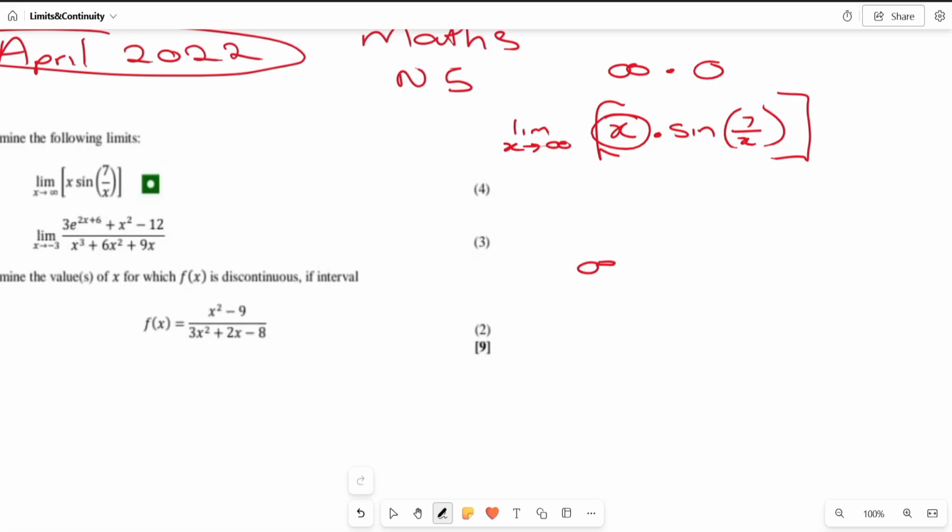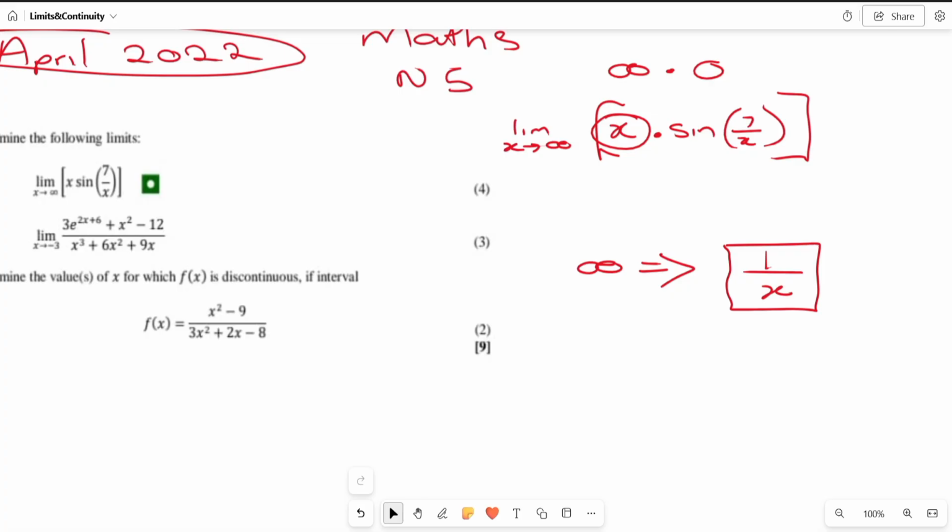So multiplying by infinity will be the same as us saying divide by 1 over infinity, by 1 over x, right? When you divide sine 7 over x by 1 over x, remember 1 over infinity is a very, very small number, right? 1 over infinity is a very small number.